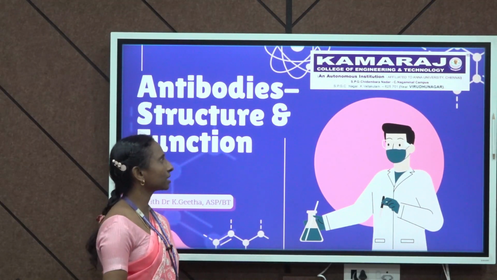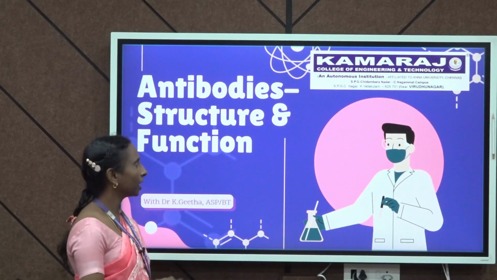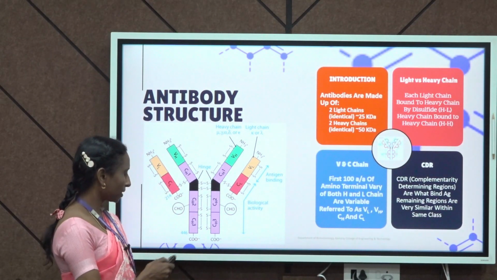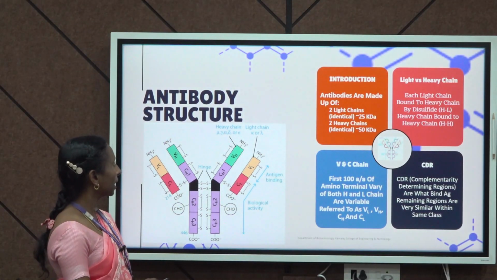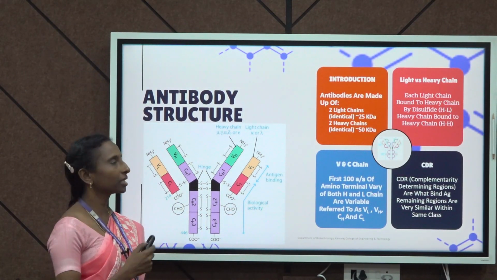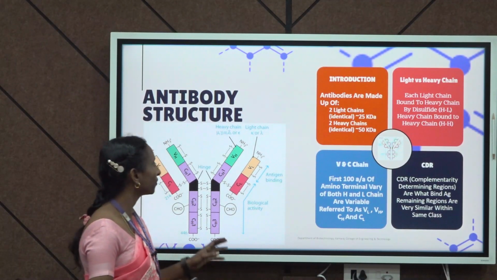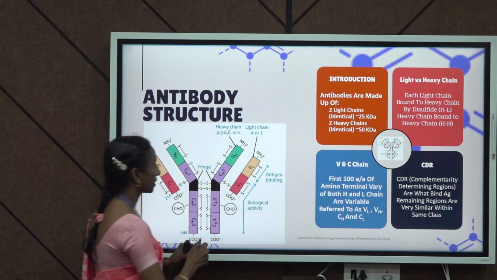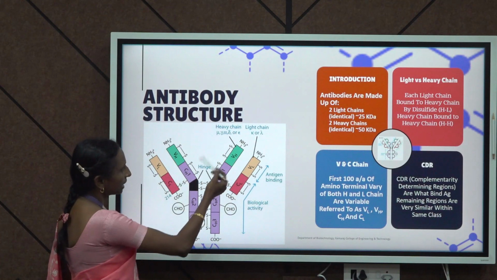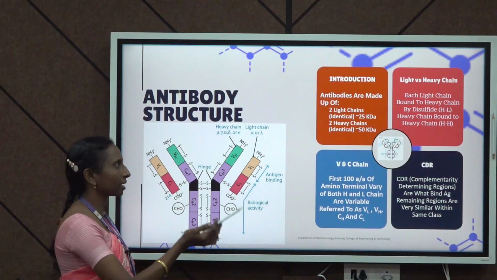Let us discuss a little bit about antibodies, their structure and their function. So, this is what an antibody looks like, as you can see. Discussing its structure, antibodies basically are made up of two light chains, as you can see here, and two heavy chains. In the light chain and the heavy chain, the difference is in their weight.